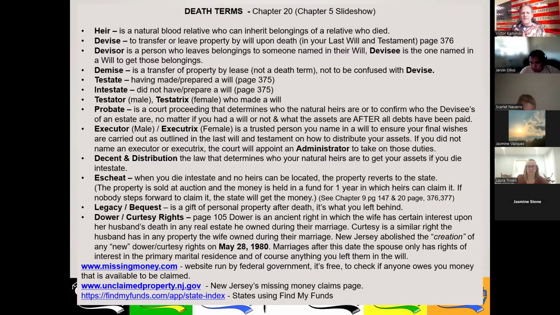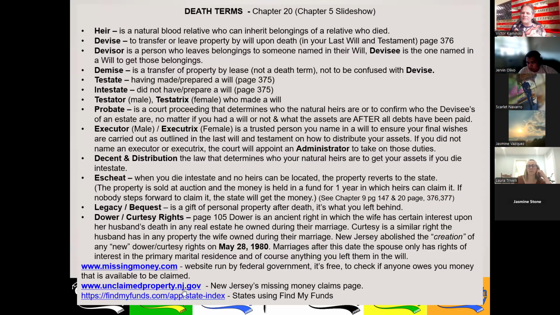Now, New Jersey pulled out of missingmoney.com and we don't use it anymore. Instead, New Jersey created its own similar website called unclaimedproperty.nj.gov. I want everybody to write down these resources, missingmoney.com and unclaimedproperty.nj.gov. Look up your name. Look up your relatives' names. You may be owed money and not even know it.